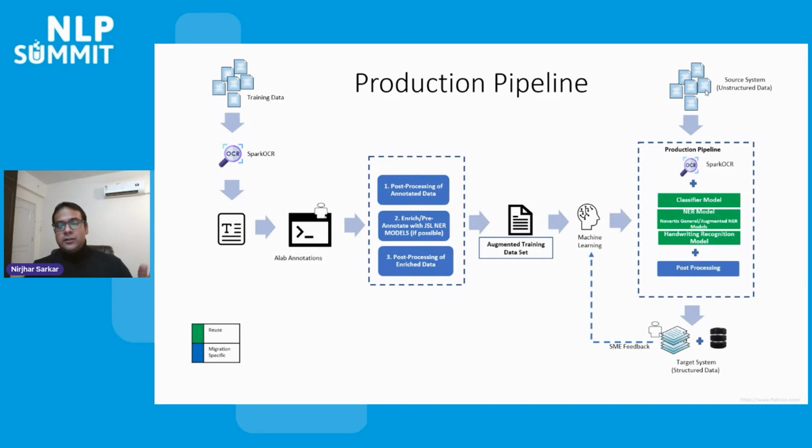Now, this is a long journey. It takes time, and time is money. So you may get questions like, do we really need to spend so much time and effort every time we go with a new source system or a new target system? The answer is no. So the green blocks that you see on the screen, along with Spark OCR, are reusable. Irrespective of the source or target, you can continue to use the same models. What would change for you is the post-processing logic.